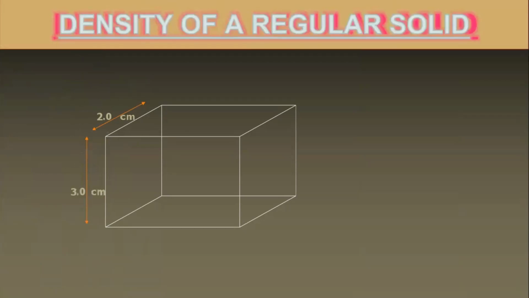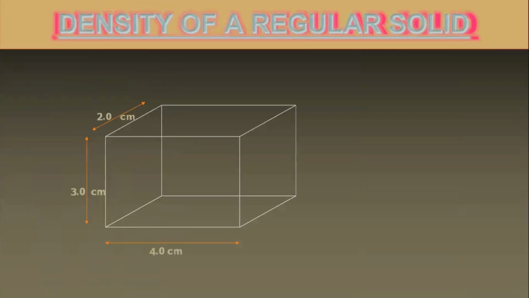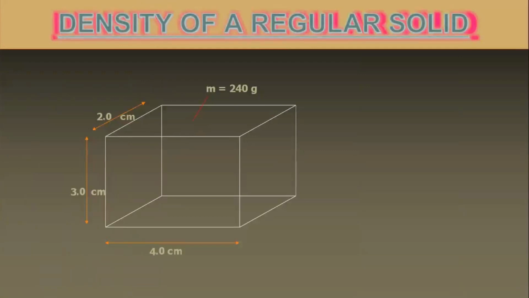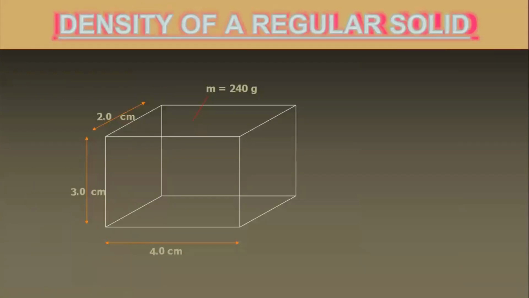Density of a regular solid. Regular solid, for example, this is a cuboid. If it is a cuboid, we look at the length, width, and height. So it is measuring, the width is 2.0 centimeters, the height is 3.0 centimeters, and the length is 4.0 centimeters. We have been told that the mass of this substance is 240 grams.